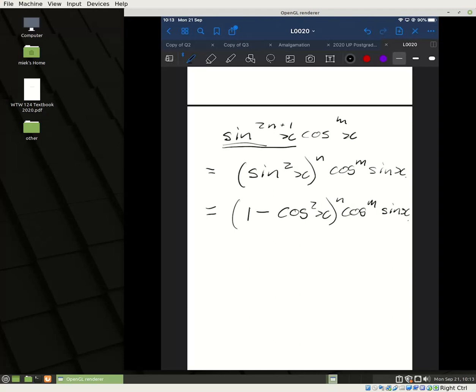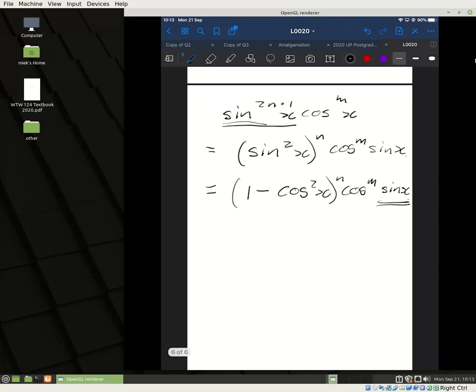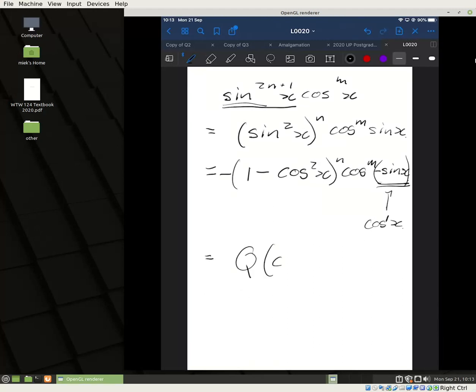And again here you see the sine x, let's write it like so. Put a minus in front there. This is now the derivative of the cosine. So the derivative of cosine is minus sine. So for some polynomial q, this is now equal to this polynomial q applied to cosine x multiplied with the derivative of cosine x.